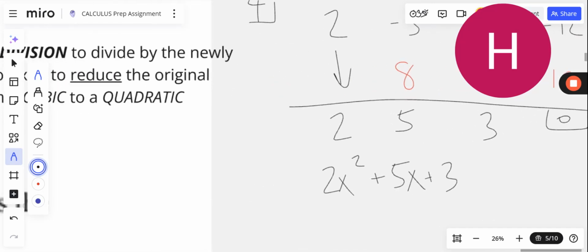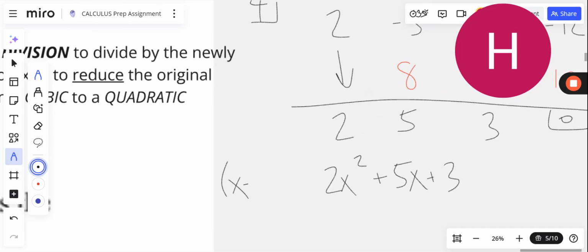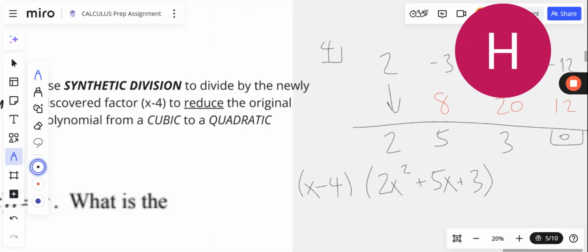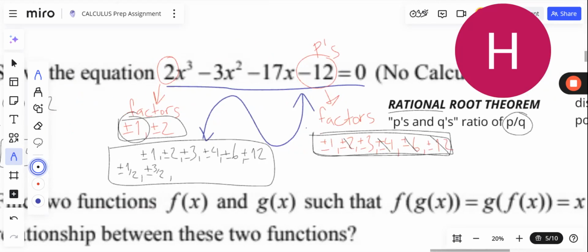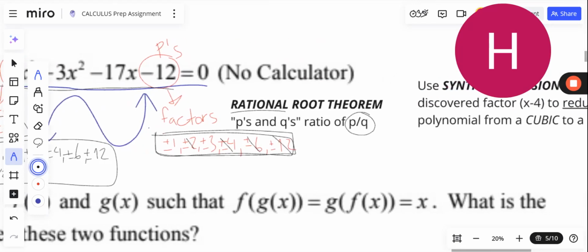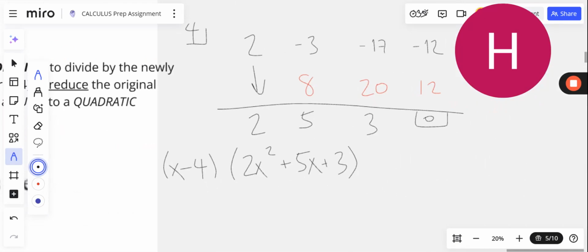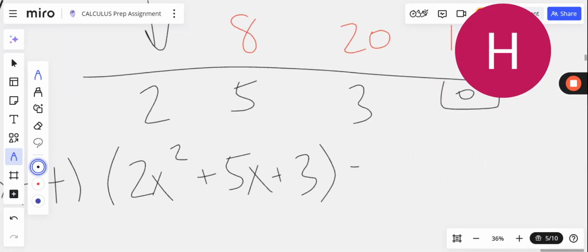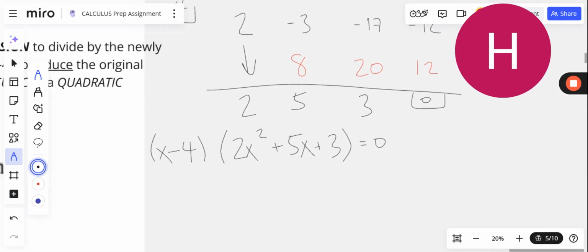Now these are going to represent the coefficients of the remaining polynomial. So what we're saying here is that the original polynomial is simply x minus 4 times 2x squared plus 5x plus 3. And if you want to check that for yourself, work it all out, and you'll get the original polynomial. Now, if this is equal to 0, we can find the remaining zeros or solutions because this is a quadratic. We are very familiar with how to solve quadratic equations.